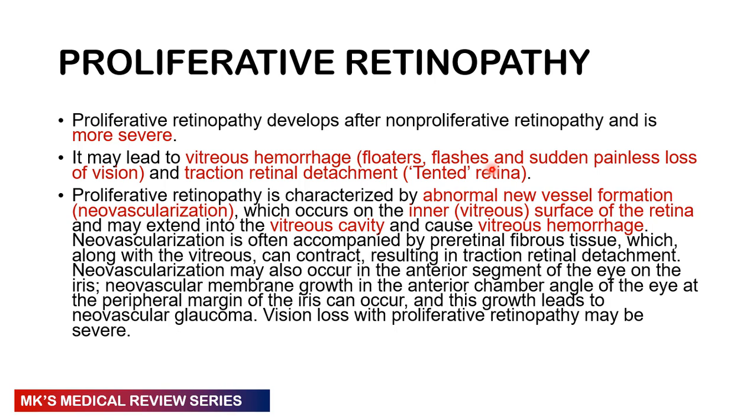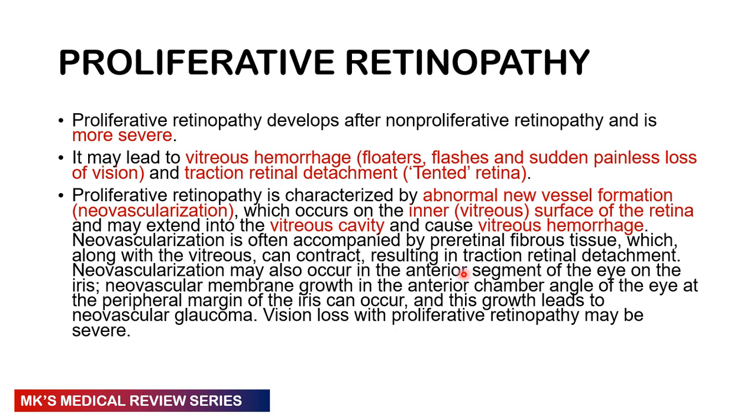So here you have these abnormal new blood vessels that are forming. This can occur on the inner or the vitreous surface of the retina, and this may even extend into the vitreous cavity. So this is what is going to be causing the vitreous hemorrhage. The neovascularization is going to be accompanied by pre-retinal fibrosis, or pre-retinal fibrous tissue rather, which is going to be along with the vitreous and can contract and result in traction retinal detachment.